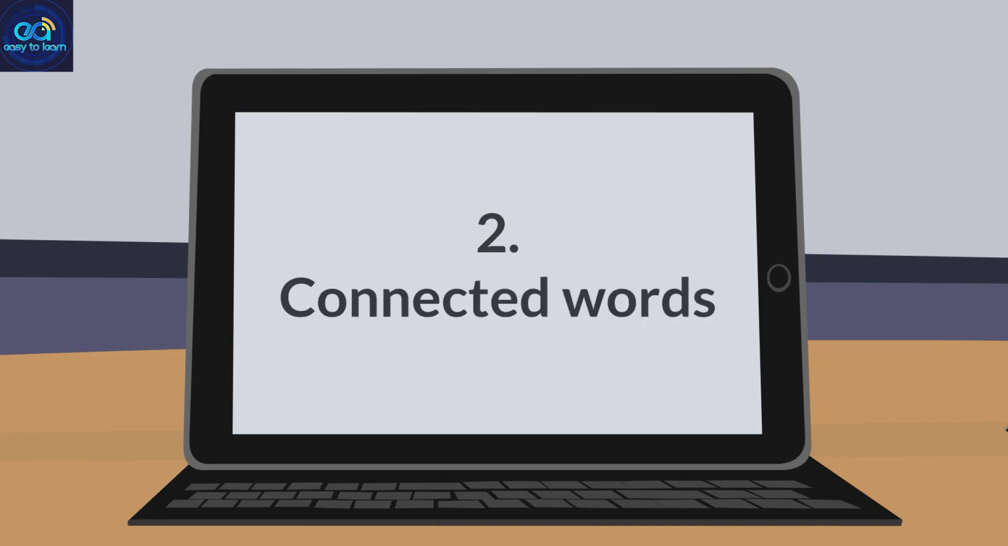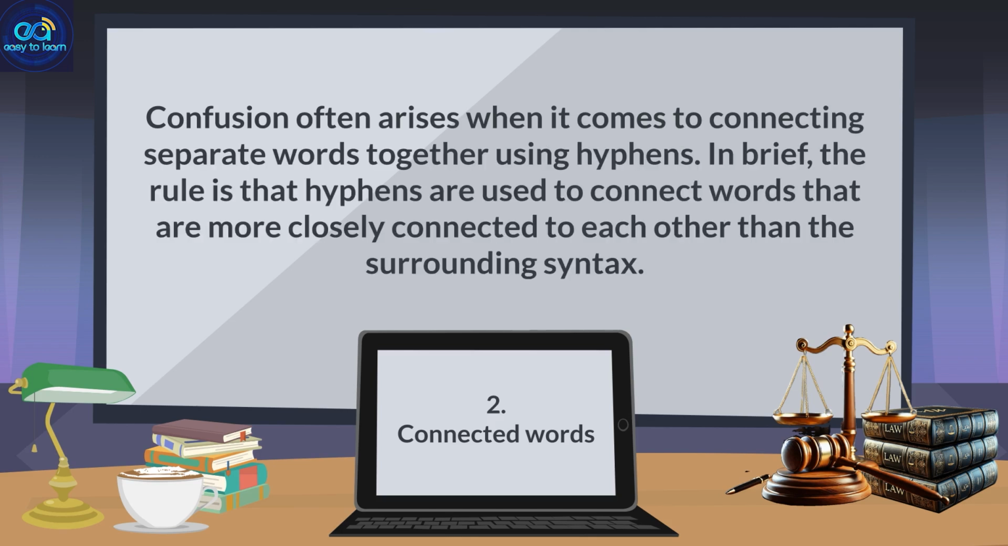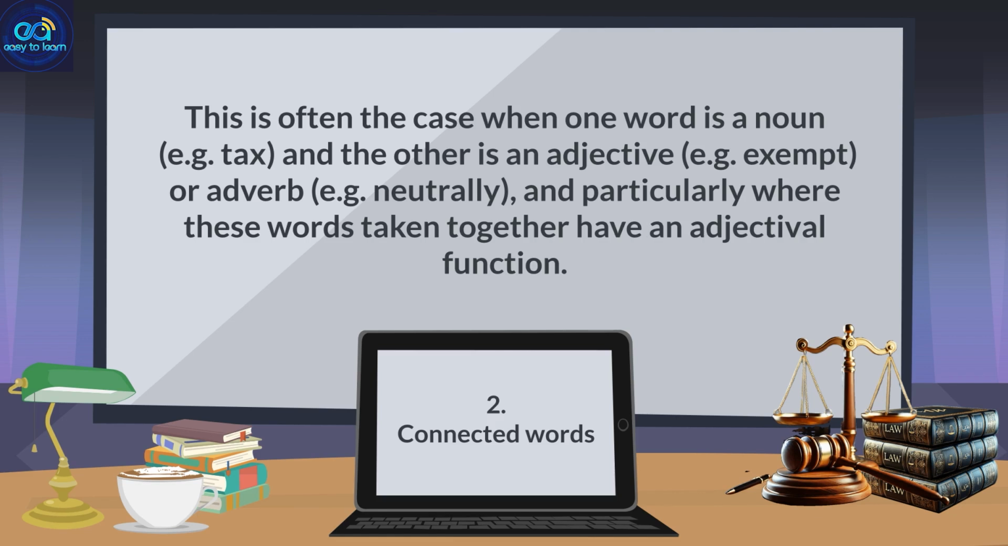Connected words. Confusion often arises when it comes to connecting separate words together using hyphens. In brief, the rule is that hyphens are used to connect words that are more closely connected to each other than the surrounding syntax. This is often the case when one word is a noun, e.g. tax, and the other is an adjective, e.g. exempt, or adverb, e.g. neutrally, and particularly where these words taken together have an adjectival function.